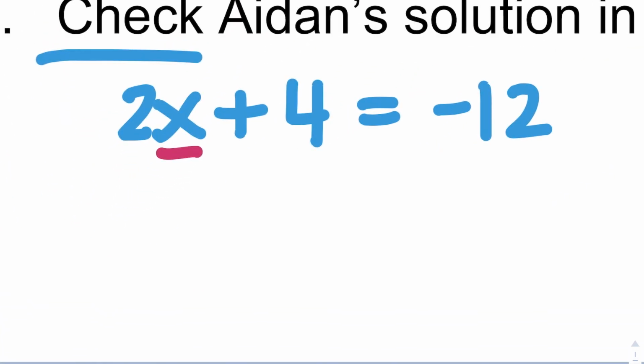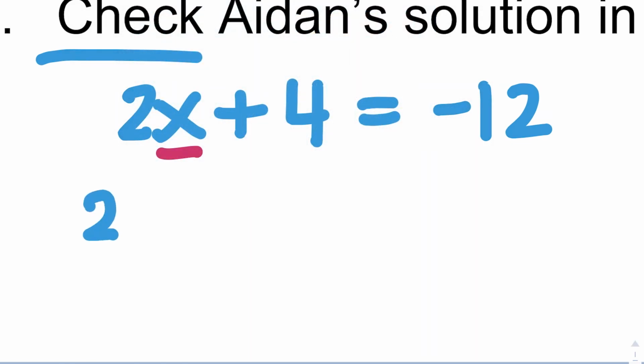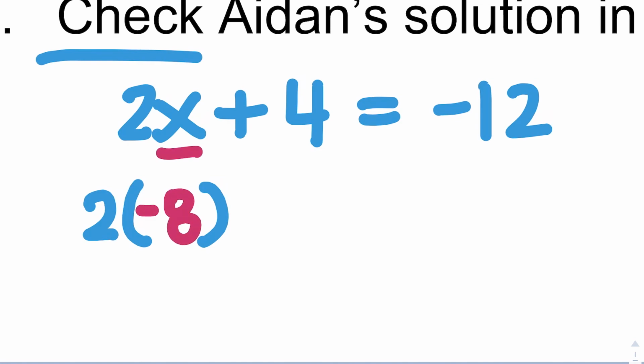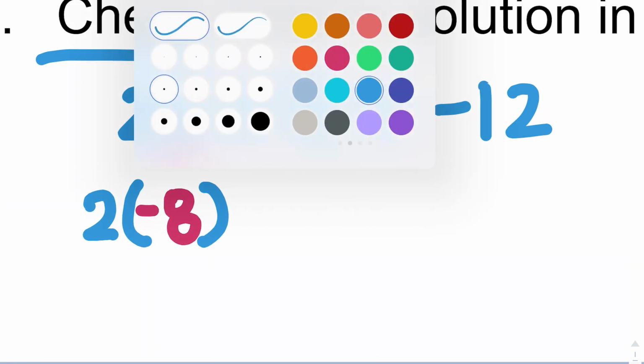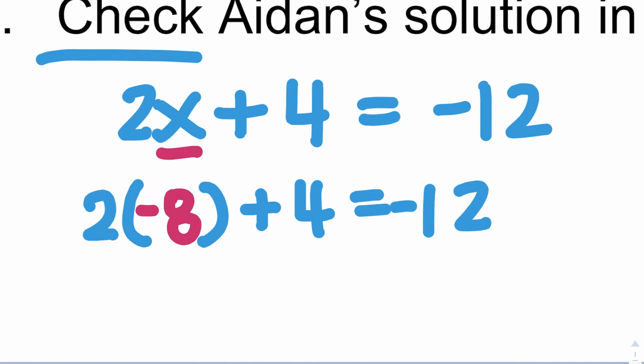So when we replace it, this does not mean 2 minus 8. That's not what it means. It means 2 times negative 8. So please don't make that mistake. It means to multiply, not subtract or add or write 28. That's not what it means, okay? And then I'm going to copy down the rest and solve it out.